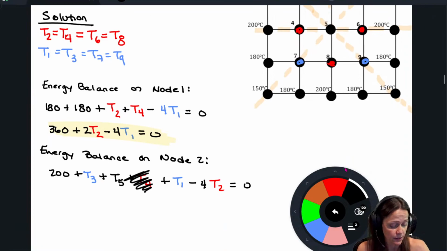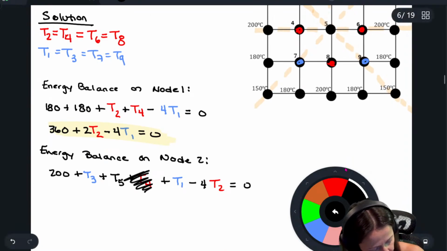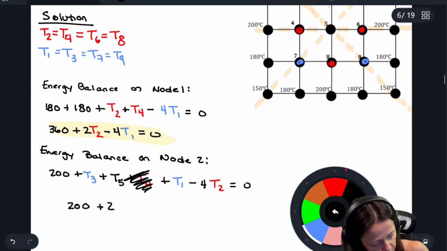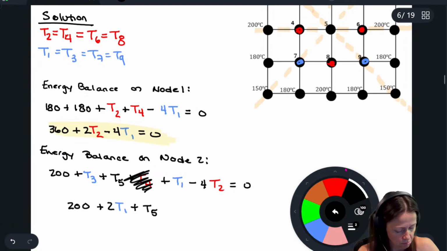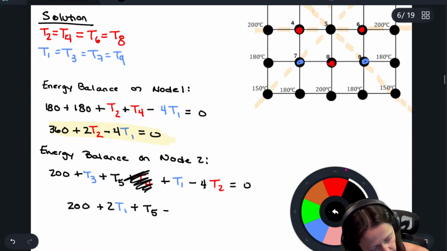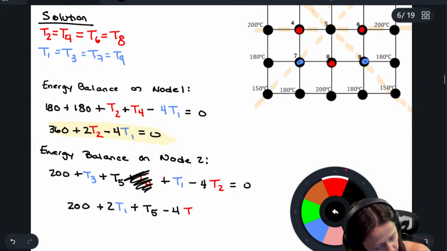And so I could rearrange this. Okay, well now this becomes 200 plus, and we'll write it as 2T1, right? We'll combine the T1 and T3 because those are equal to one another, plus our T5, which I have a feeling he's red, but we'll use the math to tell us, minus our 4 T2. And all of that's equal to 0. So that's one of them.